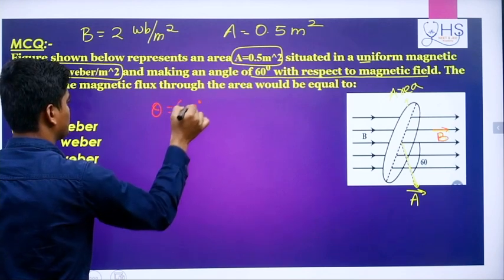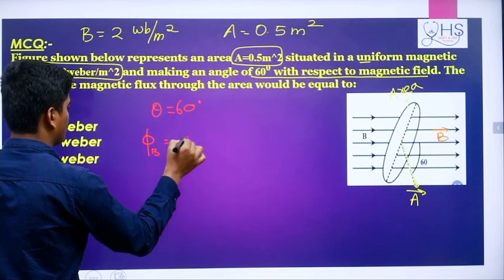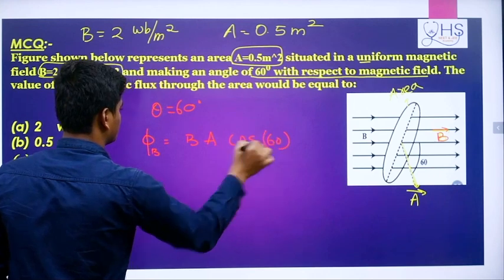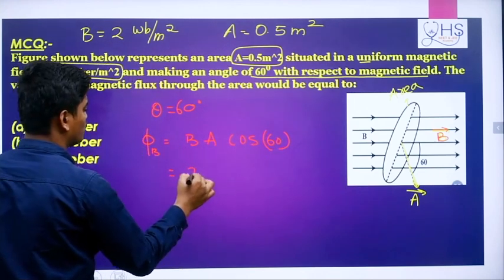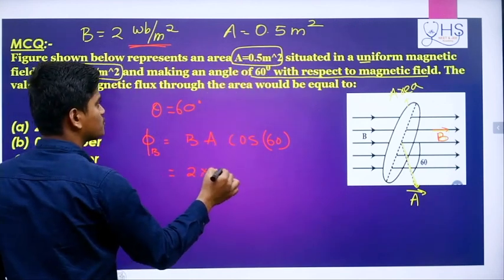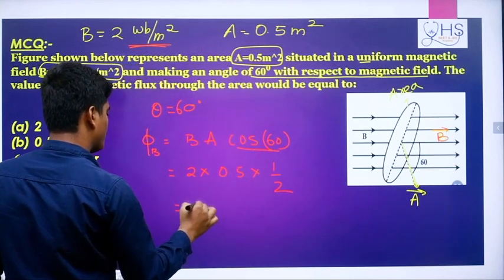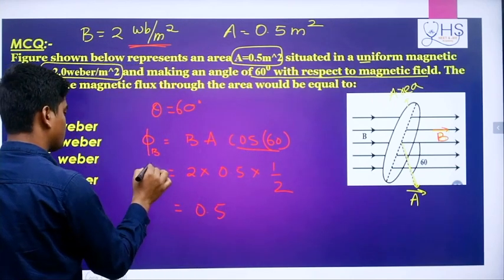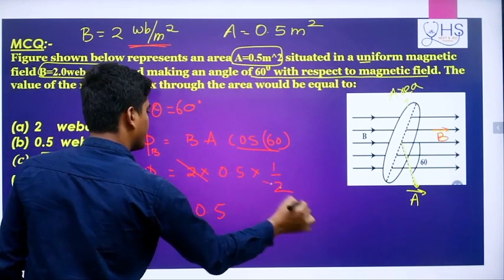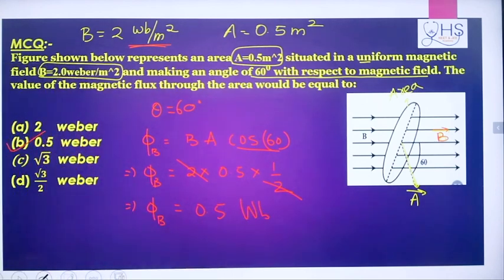Now try to calculate yourself. Theta is 60, and for a uniform magnetic field, magnetic flux equals BA cos theta, or cos 60. B is already given as 2 in SI units, so there is no need to change any unit. The area is 0.5 in SI units, and cos 60 is 1 by 2. So how much is the answer? The 2 cancels, so the magnetic flux is 0.5 Weber.